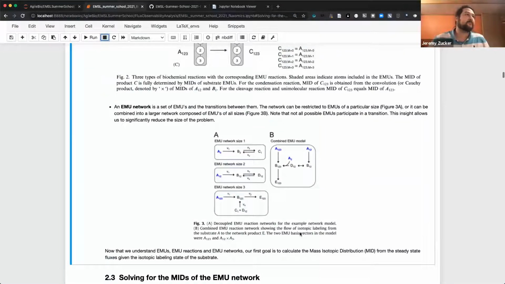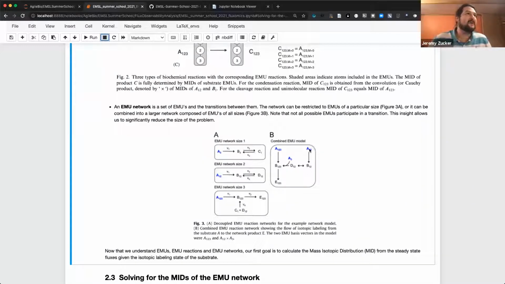Okay. So now that we understand EMUs, EMU reactions, and EMU networks. Oh, sorry, there's one last step, which is I can separate these things out into separate networks, or I could combine them into one EMU model. And so the idea here is, A123, B123, E123 fits right here. Then A3 joins with B3 and C1.